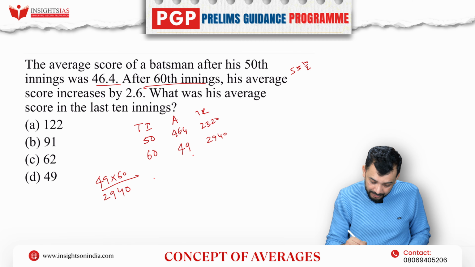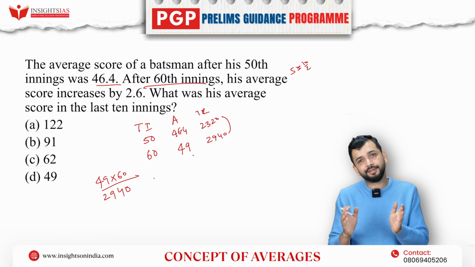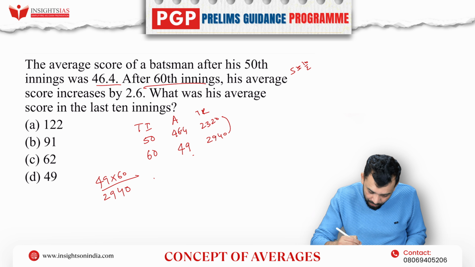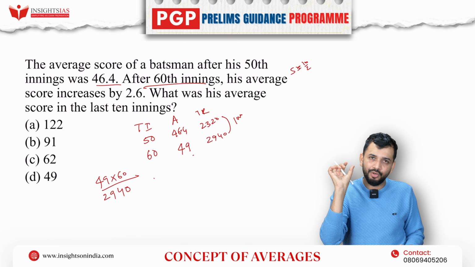Right. So that means how much extra he has scored in these 10 innings. Because now they are not asking his present average. They are asking the 10 innings average. First I have to find how much he has scored in 10 innings. Then the number of innings is 10, so you have to divide it by 10.